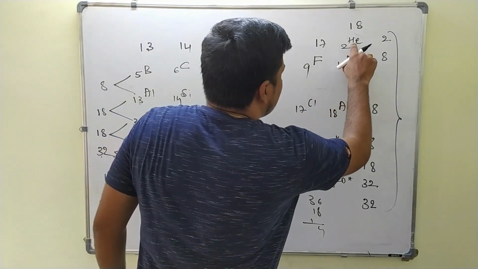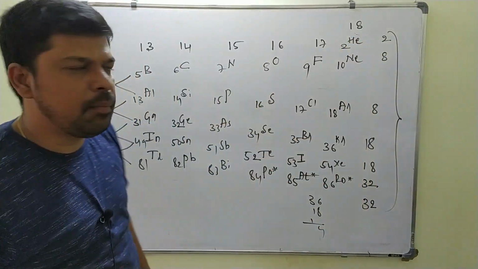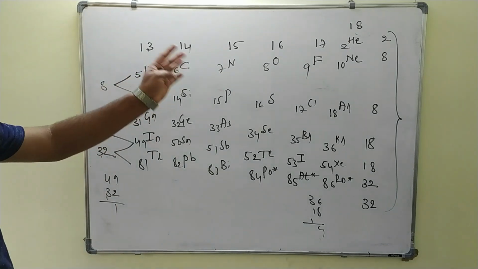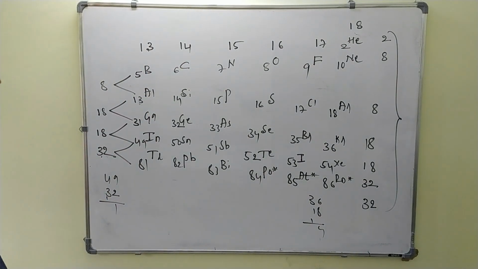Okay, the simple logic is what? You have to remember these magic numbers. With the help of that you can write the atomic number of each element. No need to learn by heart the atomic number of any element here.